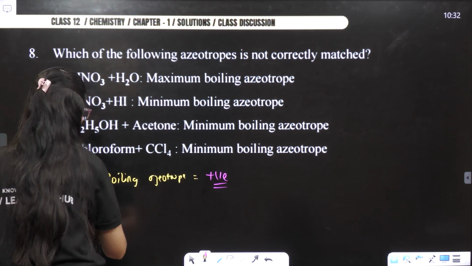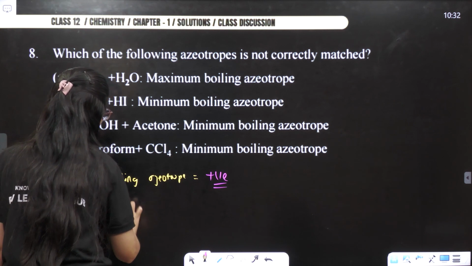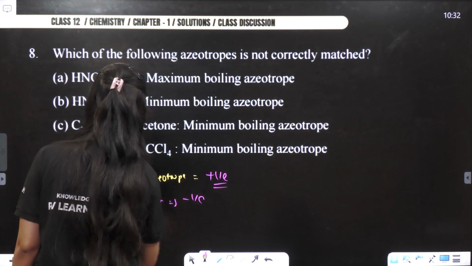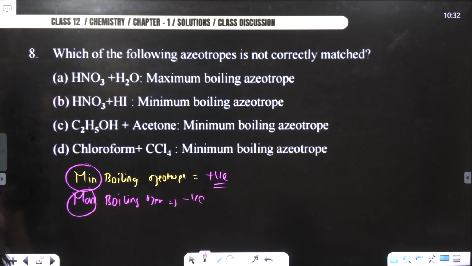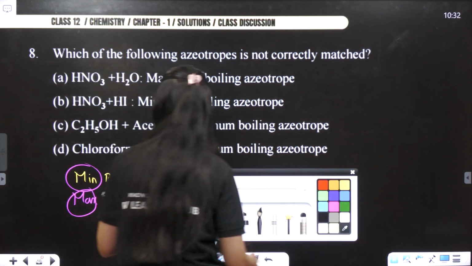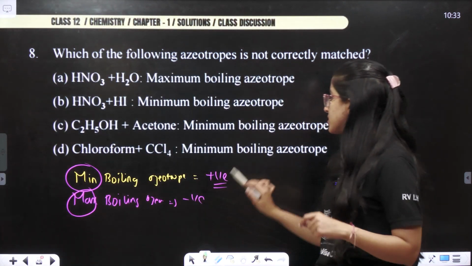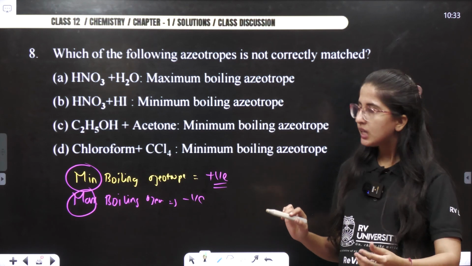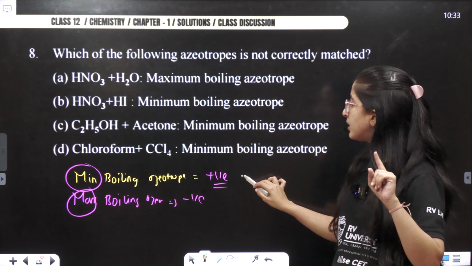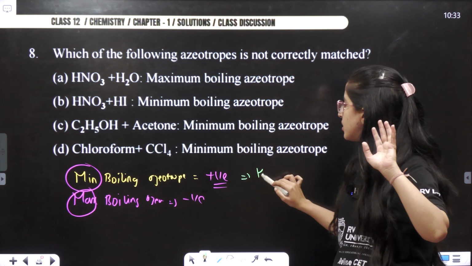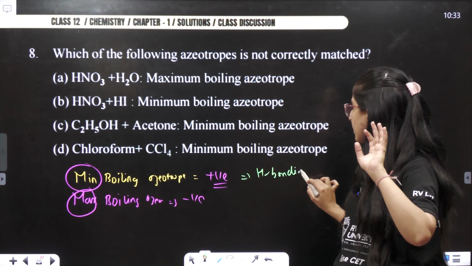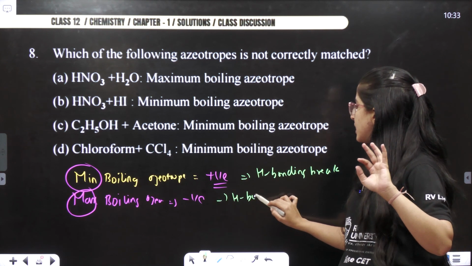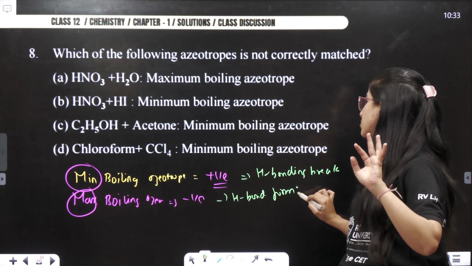Next, maximum boiling azeotrope, whoever shows negative deviation from Raoult's law, will show maximum boiling azeotrope. Okay. So in minimum boiling azeotrope, as it is showing positive deviation from Raoult's law, here volume must be increasing. So what must be happening in minimum boiling azeotrope? Here hydrogen bond must be breaking, and here hydrogen bond must be forming usually. It is a usual case.